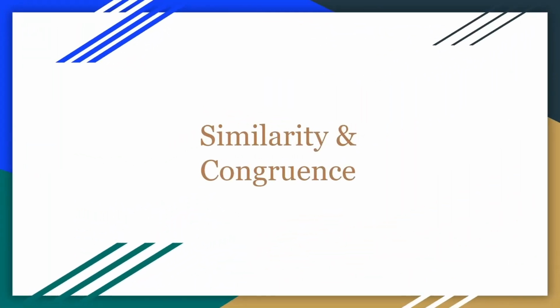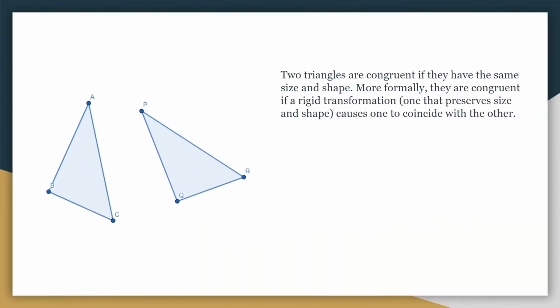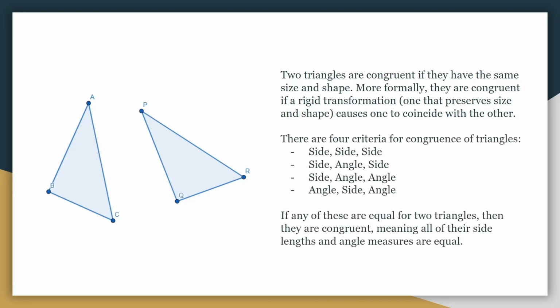Now let's briefly explain the ideas of similarity and congruence, which we have used at several different points in our proof of Napoleon's theorem. 2 triangles are congruent if they have the same size and shape, meaning all of their side lengths and angle measures correspond. We can show that triangles are congruent if there exists a rigid transformation which causes one triangle to coincide with the other. There are 4 different criteria we can use to show that triangles are congruent. These are side-side-side, side-angle-side, side-angle-angle, and angle-side-angle. If we know any of these are equal for 2 triangles, then they are congruent.